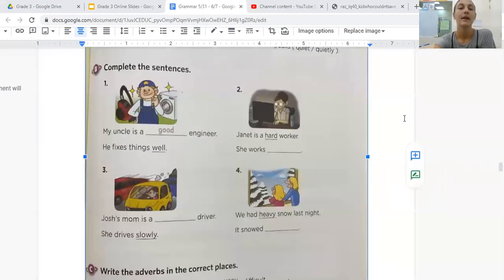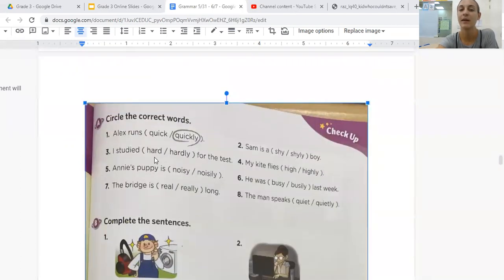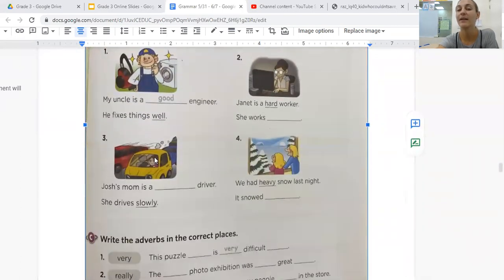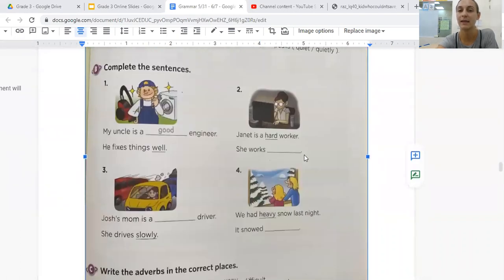Complete the sentences. My uncle is a good engineer. He fixes things well. So, Janet is a hard worker. She works blank. And that's like this tricky one up here. We have an adverb, but we don't add the ly. So she works blank. She works hard. That's the same.